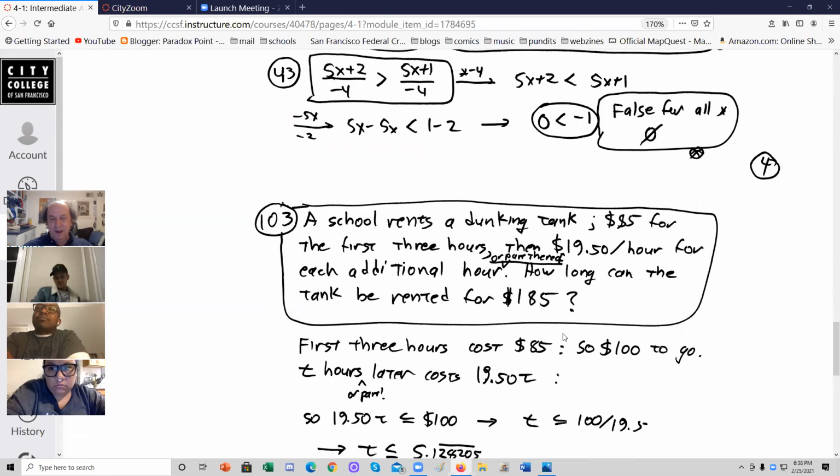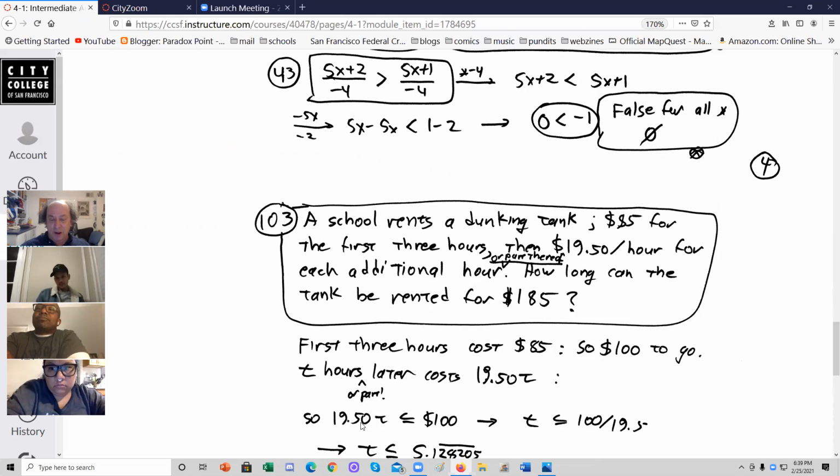Okay, here we have a dunking tank for a school. It's $85 to rent for the first 3 hours, then $19.50 per hour for each additional hour or part thereof. So how long can the tank be rented for $185? The first 3 hours cost $85, so there's $100 to go. Additional hours, or part, cost 19.50 T. So 19.50 T is less than or equal to 100.